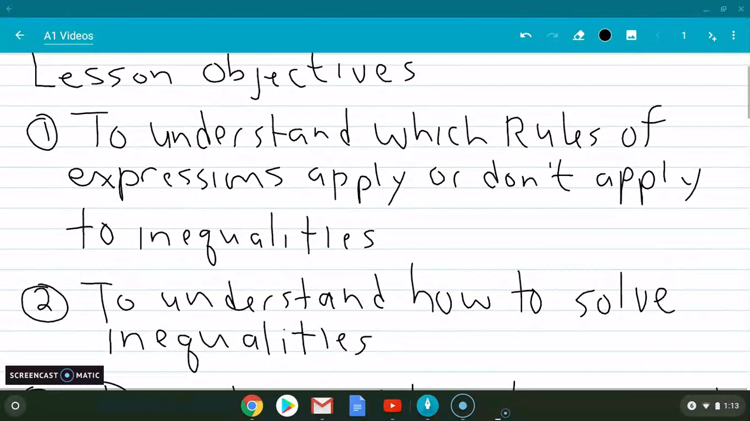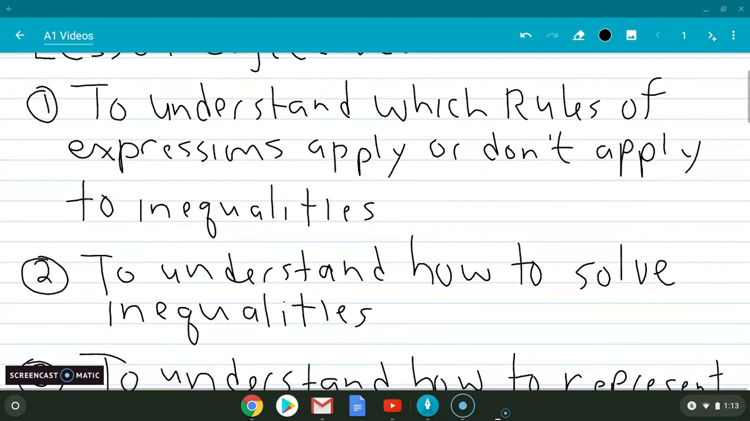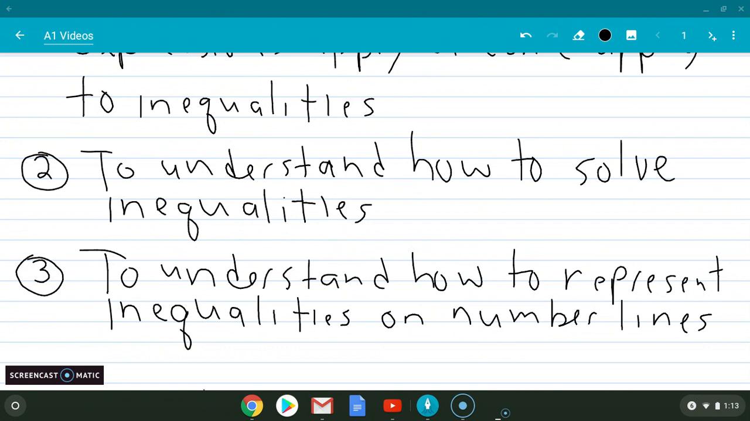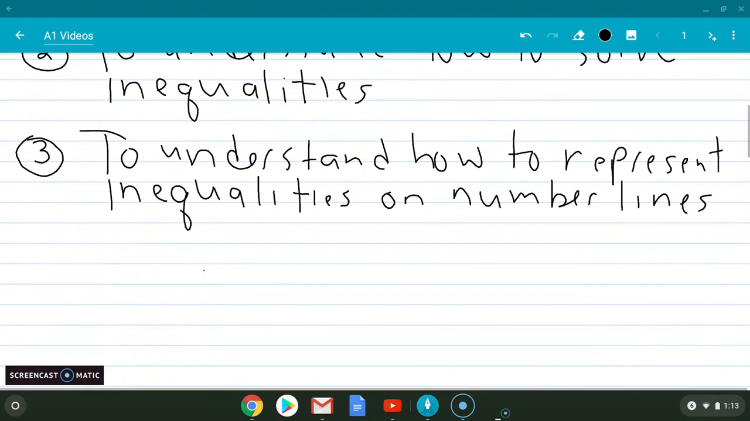Second thing is to understand how to solve inequalities. And the third objective is to understand how to represent inequalities on number lines. Let's take a look at Objective 1. Which rules apply and which rules don't apply?